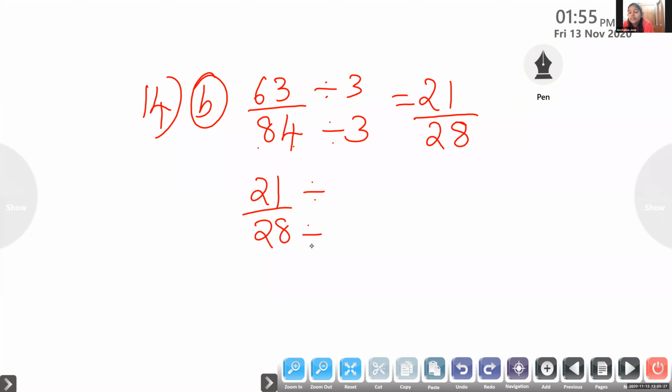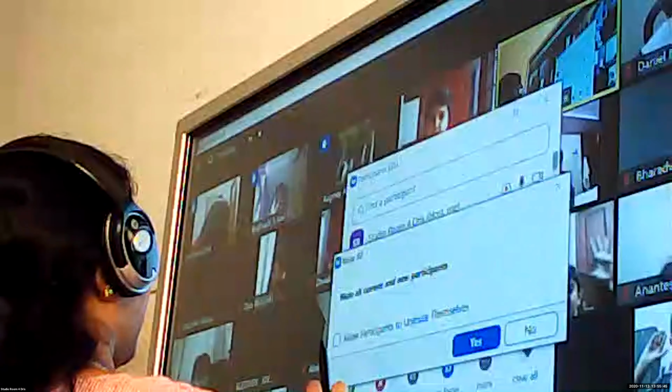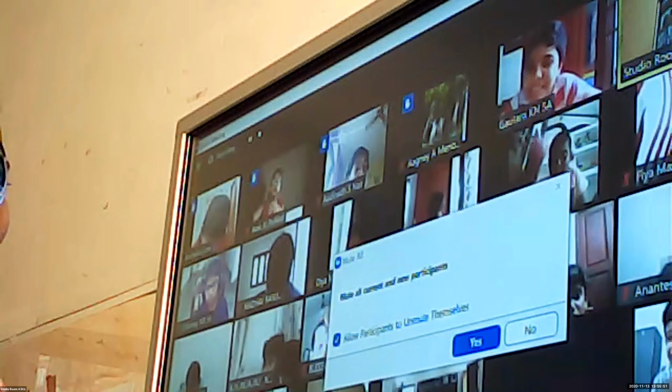No, ma'am. First number is divisible by 3, but the second number is not. Yes, Ayman is giving the answer with the hand. Yes children, which number can you divide both the numbers by? 7. Yes, very good. Divide by 7 and tell me the answer.